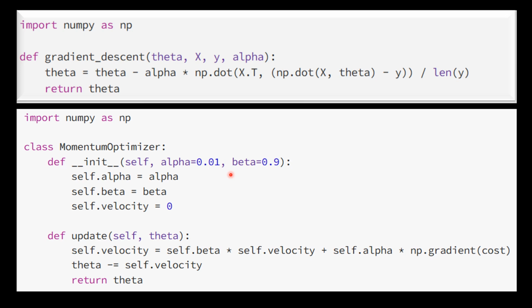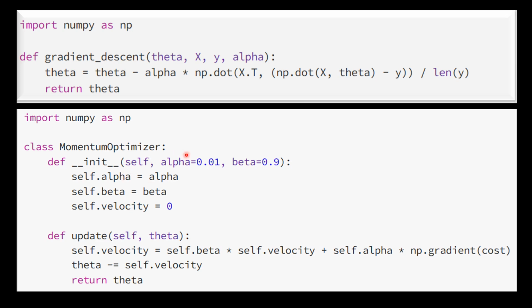Then comes momentum. Now this momentum adds a velocity term to the weight updates, which helps the optimization escape local minima and converge faster. Here the learning rate alpha and the decay rate beta can be adjusted to control the optimization. And this code snippet defines a custom momentum optimizer class in Python, which is used to optimize the parameters of a deep learning model. Here the momentum optimizer class has two instance variables, alpha and beta, which are the learning rate and the momentum factor respectively. It also has an instance variable velocity used to store the current momentum.